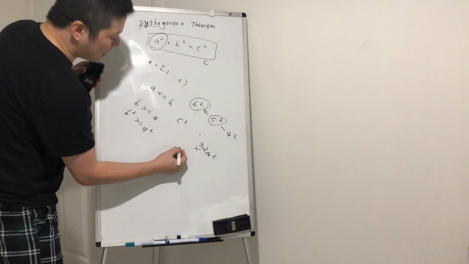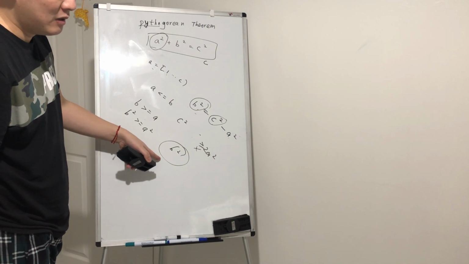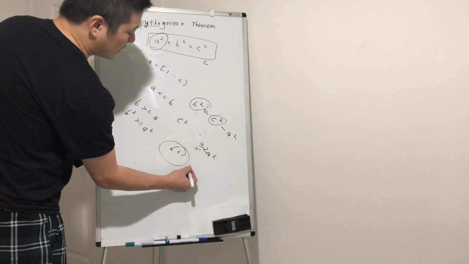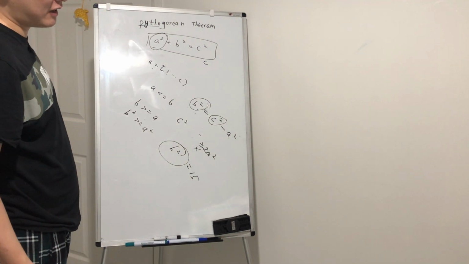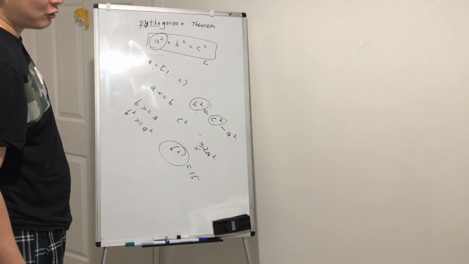Once we know B squared, we need to check if it's a perfect square number. If B squared equals 15, do you think we can find a B which is an integer that squares to 15?